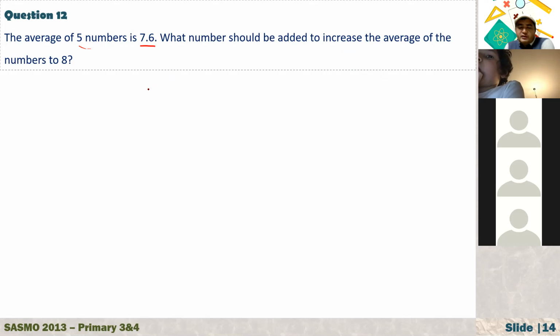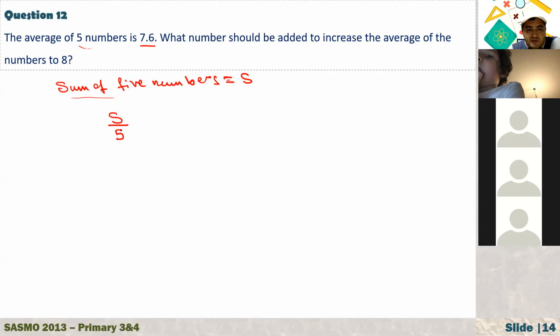Anyway, so the average of 5 numbers is 7.6. And how do you find the average? We should just add these 5 numbers and divide by 5, right? So let's just write the sum of those 5 numbers, maybe 20, maybe 30, maybe 50, something. Let me denote this by S. The sum of the 5 numbers, S, divided by 5 gives us the average. In the question, it says that that's equal to 7.6. That's the first observation.